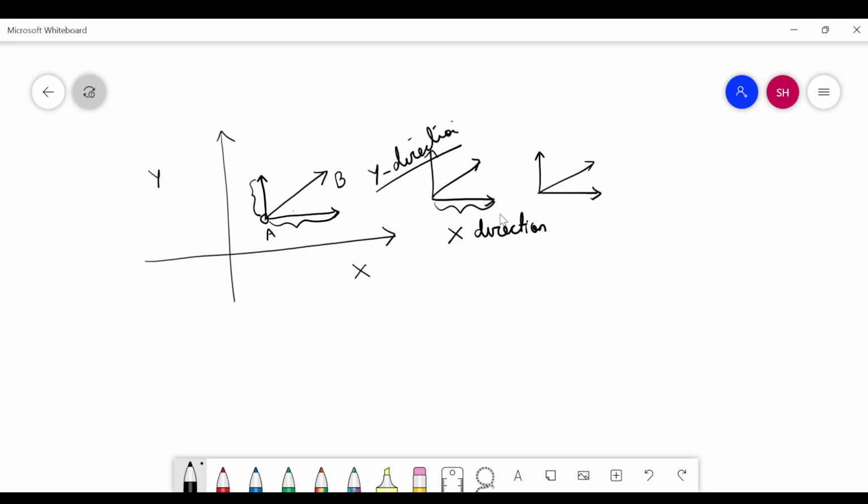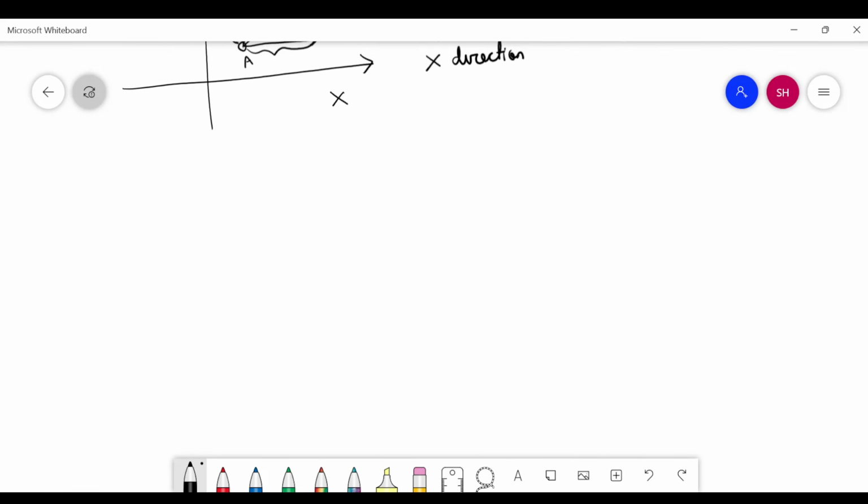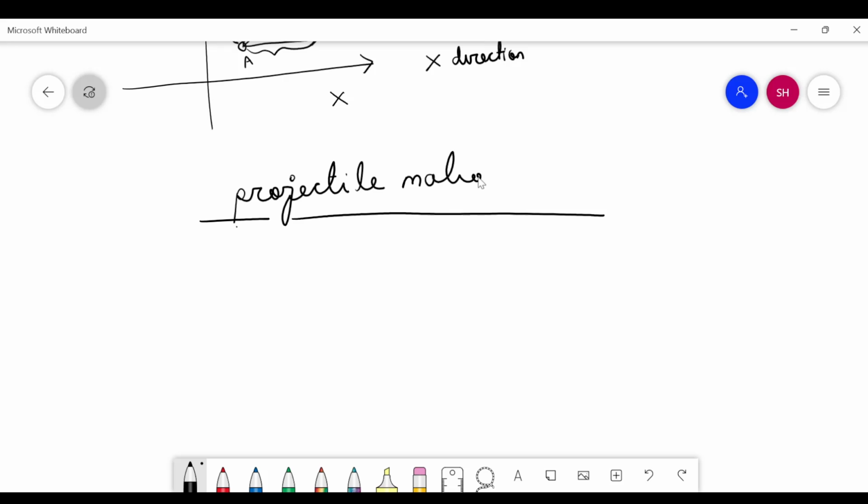Hence, now we'll be dealing with an interesting topic called projectile motion, which is a very interesting and very fun topic, because this is one hell of an example when it comes to motion in a plane. So what is projectile motion?